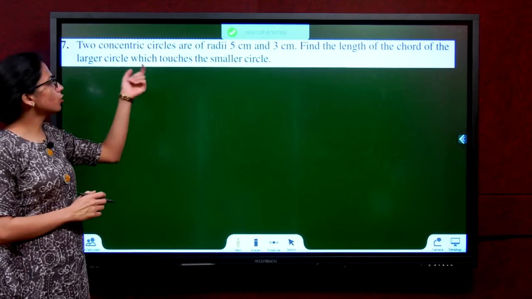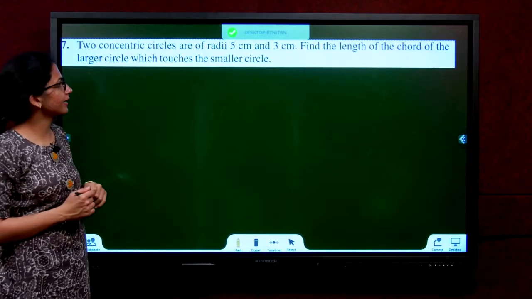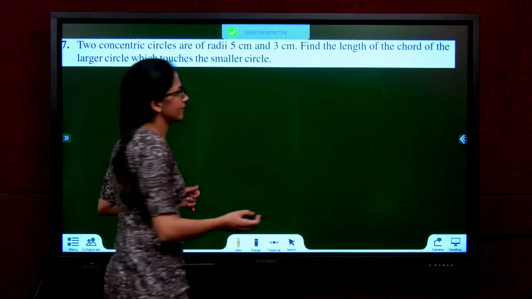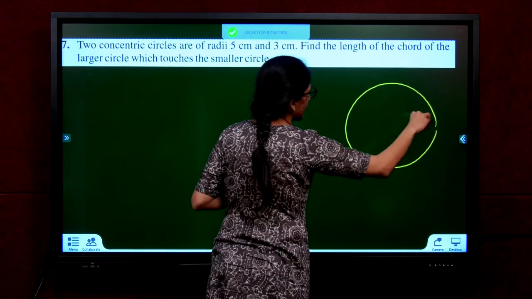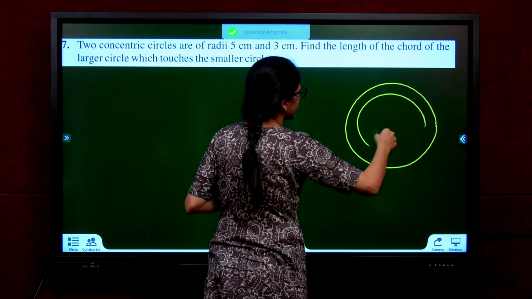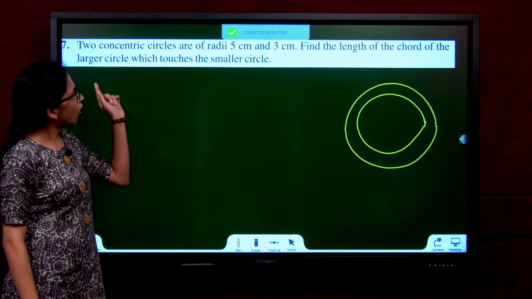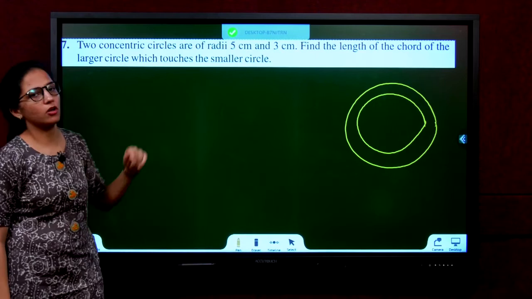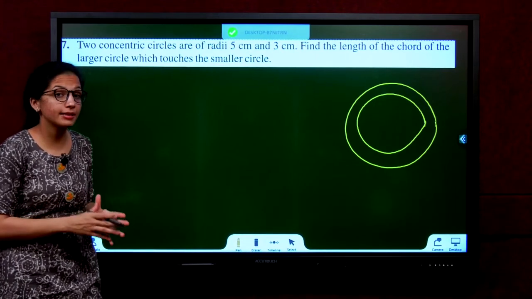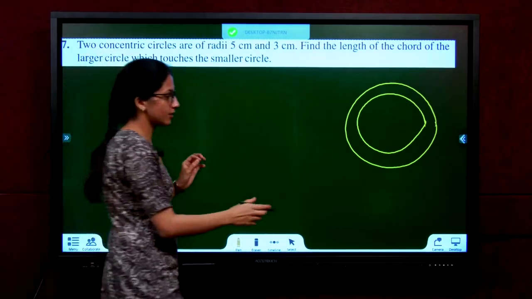Question 7. Two concentric circles are of radii 5 centimeters and 3 centimeters. So, we have two circles. One is of radius 5 centimeters and the other is of radius 3 centimeters. Find the length of the chord of the larger circle which touches the smaller circle. We have done a question before just like this. Chord of larger circle touches the smaller circle.